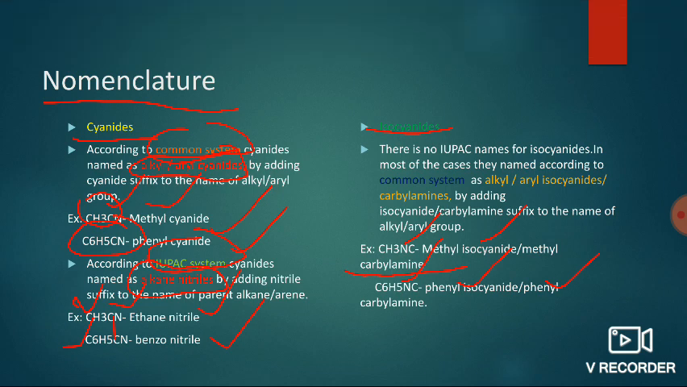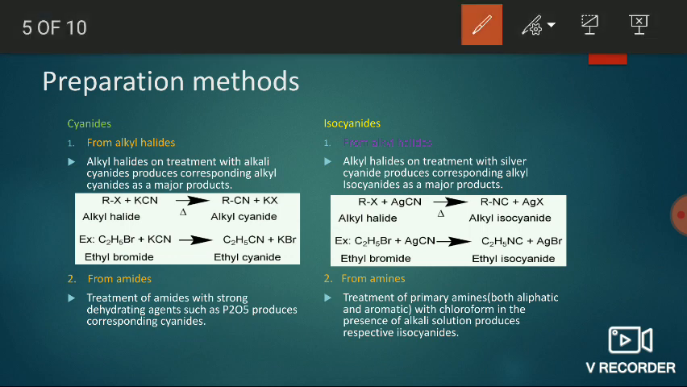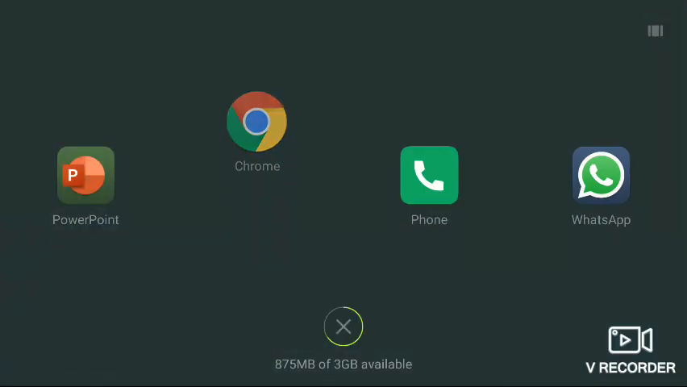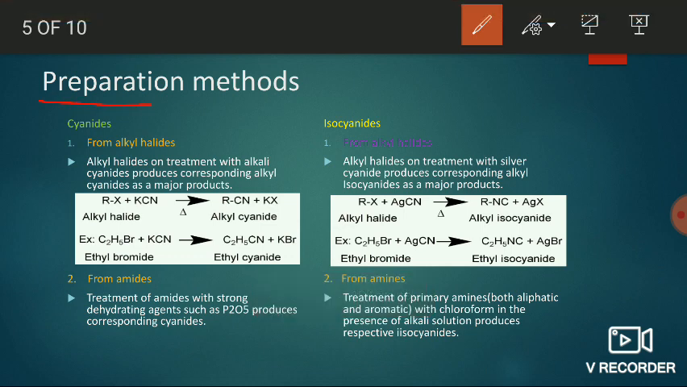Okay, fine. Next, preparation methods of cyanides and isocyanides. The first one is preparation methods of cyanides. The first preparation method is from alkyl halides. Alkyl halides on treatment with alkali cyanide, that is, potassium cyanide or sodium cyanide, produce the corresponding alkyl cyanides. That is, treatment of an alkyl halide with alkali cyanide gives the corresponding alkyl cyanide derivatives. This is the preparation of cyanides from alkyl halides.